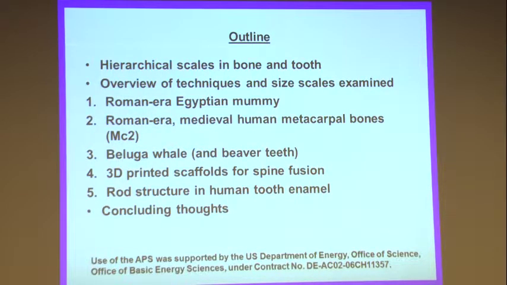Hopefully you will not have to deal with that kind of operation, but increasingly patients are needing to have their spines fused for stability purposes. And then finally, talk about a stochastic sampling process, where we're looking at the rod structure in human tooth enamel. And then I'll have some concluding thoughts. I'm not quite sure what those will be right now, but there will be some at the end.